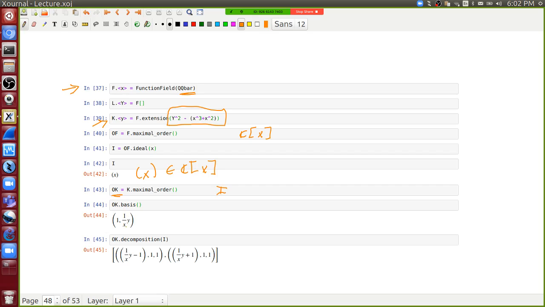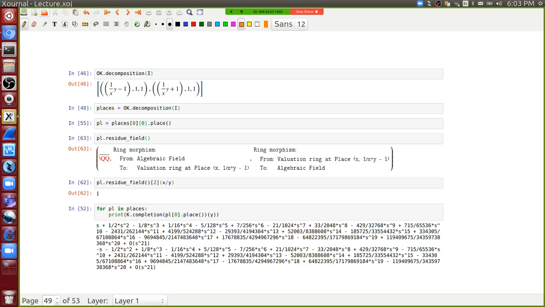I ask for a basis of OK. It's giving me the basis of the integral closure, which I've already exhibited. It's 1 times y over x. And now I ask for the decomposition of ideal I. This is this ideal, and I ask for its decomposition in this OK, in this integral closure, and it exhibits for me the two ideals in the integral closure. This is how I can take a point and compute what the places are, what these singularities are over the point.